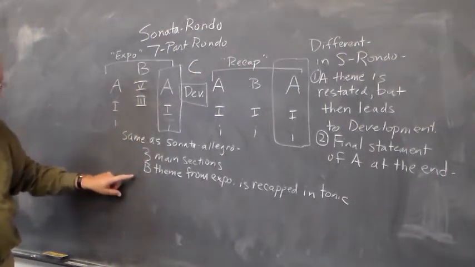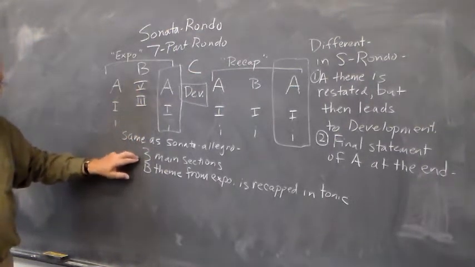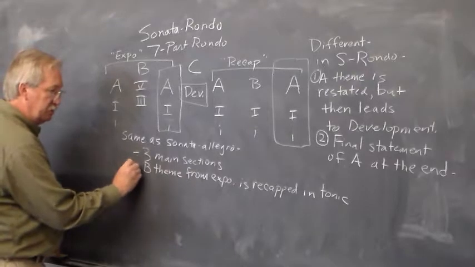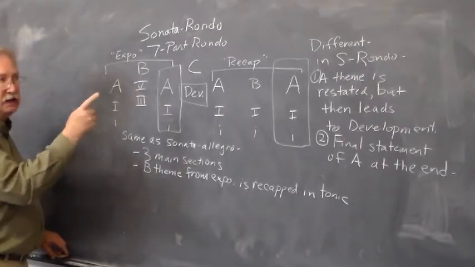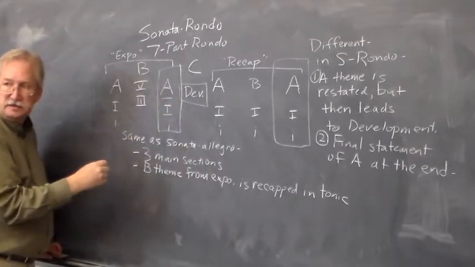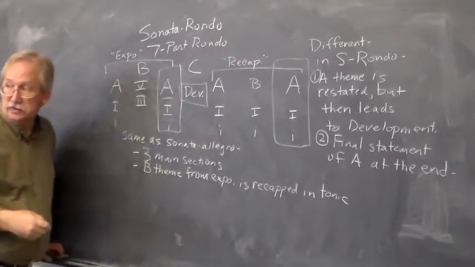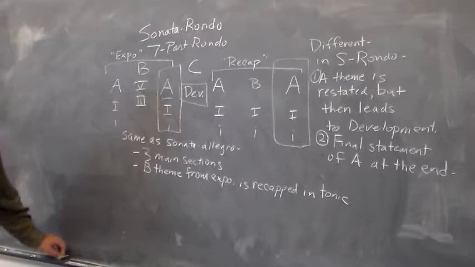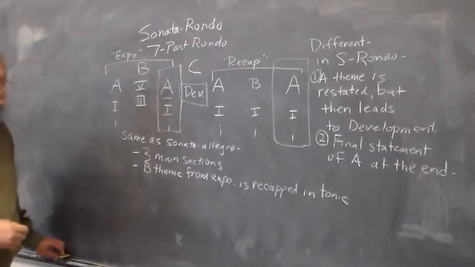I want you to make these comparisons. So these are the things that are the same: three main sections, and the B theme is recapped in the tonic. Things that are different are the restatement of A goes directly to development in sonata rondo, and then that final restatement of A at the end is unlike what sonata allegro does.